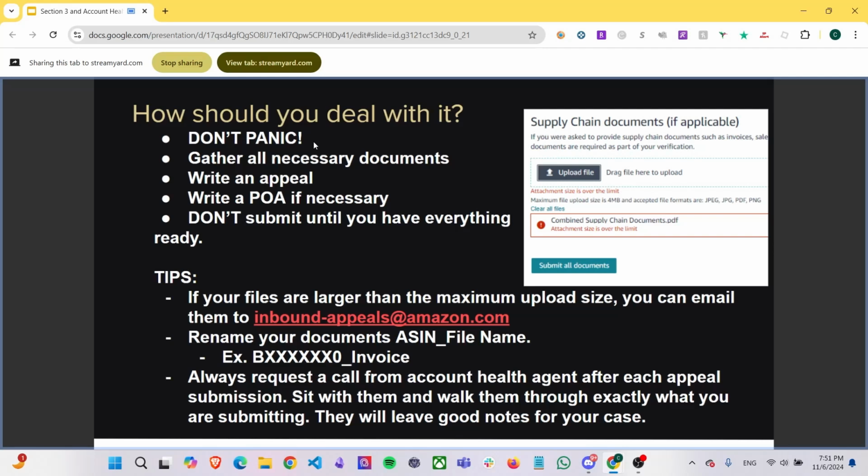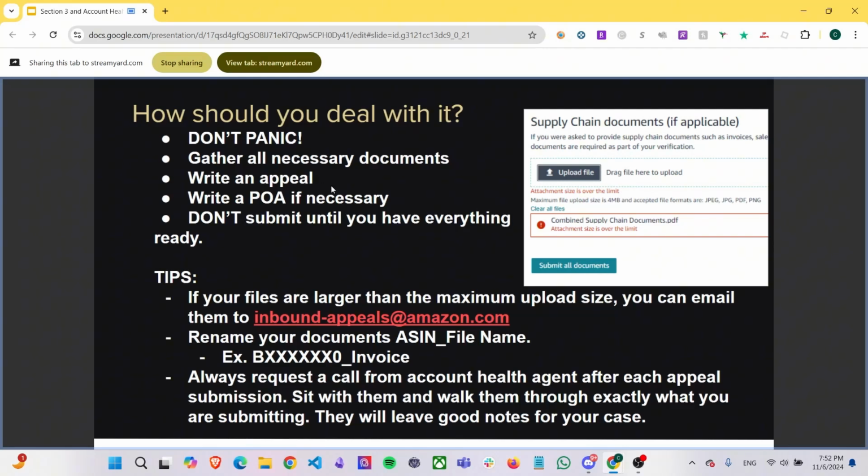Even I've heard some people request a call from seller performance and start yelling at them, getting emotional, and that's exactly the opposite of what you should do. Never do that, because whenever you call them, they will actually leave notes on your account, on your case. And if you get emotional with them, they will write down bad reviews about you, and it will hurt your case. So don't do that.